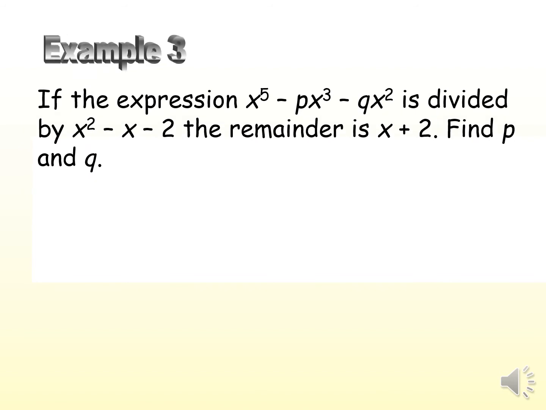Example 3. If the expression x to the power of 5 minus px to the power of 3 minus qx to the power of 2 is divided by x to the power of 2 minus x minus 2, the remainder is x plus 2. The question is to find p and q.